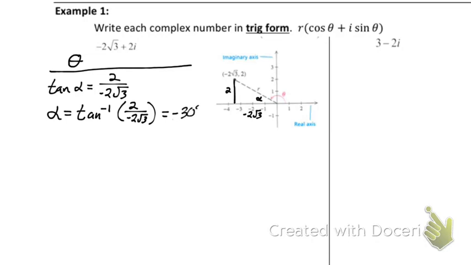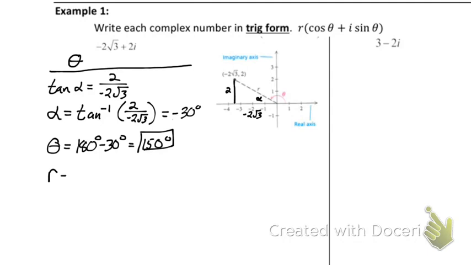negative 30 degrees. And you should have known that already because your theta has to be 180 minus something. So our theta is going to be 180 minus 30, which equals 150 degrees. All right, that's my theta. The next thing I need to find is my r value.